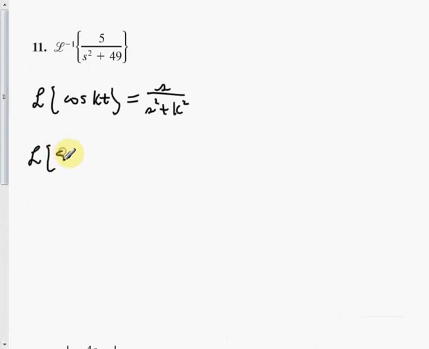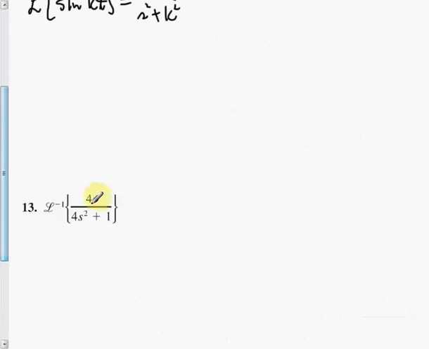Then the Laplace transform of sine kt is k all over s squared plus k squared. Now, if there's a number up in our numerator, then you always think sine. Okay? If there's an s up top, then you think cosine. There's an s here in number 13, so we think there's some kind of form of cosine for that answer.